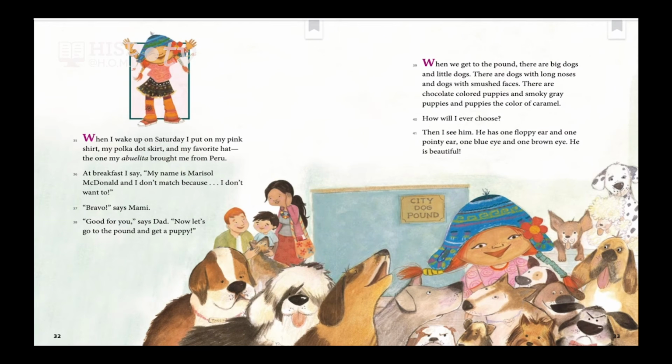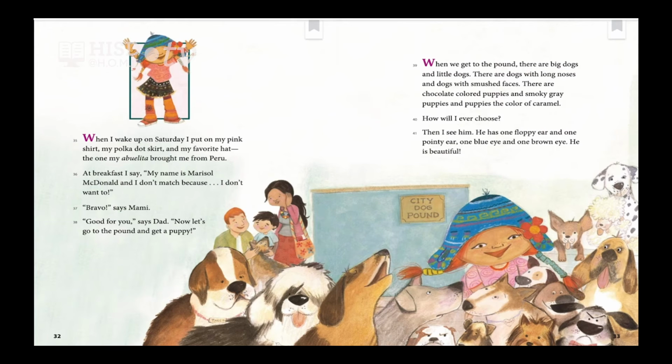When I wake up on a Saturday, I put on my pink shirt, my polka dot skirt, and my favorite hat, the one my abuelito brought me from Peru. At breakfast, I say, my name is Marisol McDonald, and I don't match because I don't want to. Bravo, says my mom. Good for you, says dad. Now let's go to the pound and get a puppy.